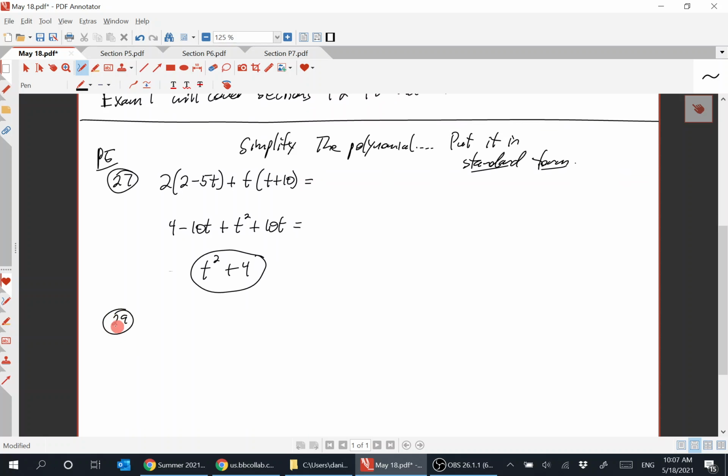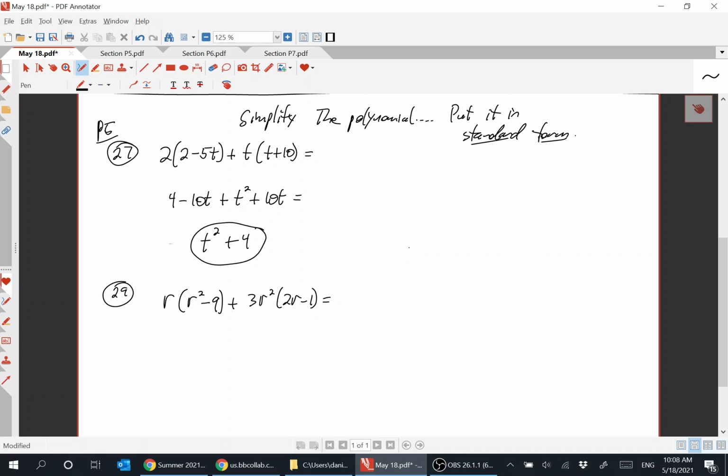It's not one that's assigned, but similar to it. So let's take a look at it. r times (r squared minus 9) plus 3r squared times (2r minus 1). Put it in standard form, so a sum of monomials.